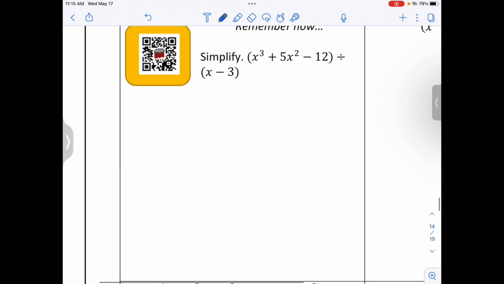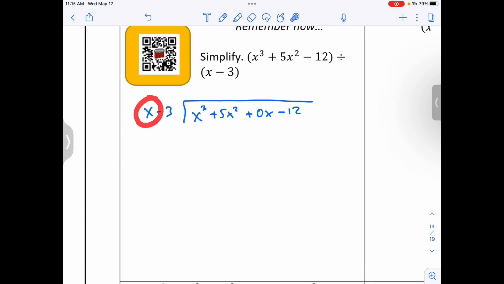We have a polynomial, x to the third plus 5x squared minus 12, divided by x minus 3. So I'm going to put that polynomial inside a divide sign, except we don't have a linear, an x term. We need to put a 0 in for that place. We're going to divide by x minus 3. Okay, so we're going to take that x into x to the third, x cubed, and we get x squared, and then we're going to multiply that by the x minus 3 and bring it down here. So x to the third minus 3x squared.